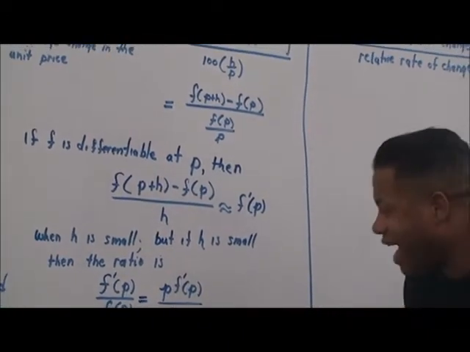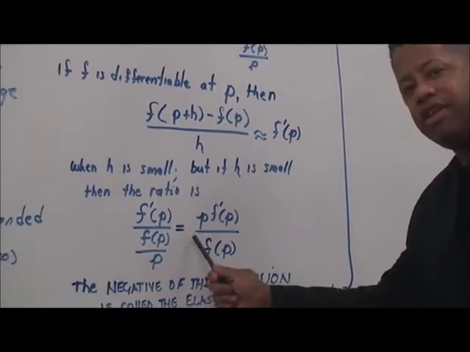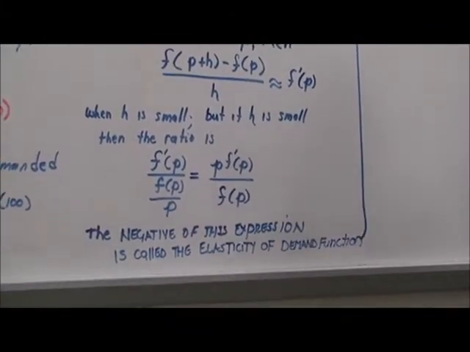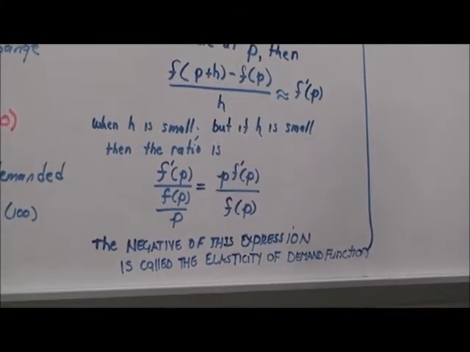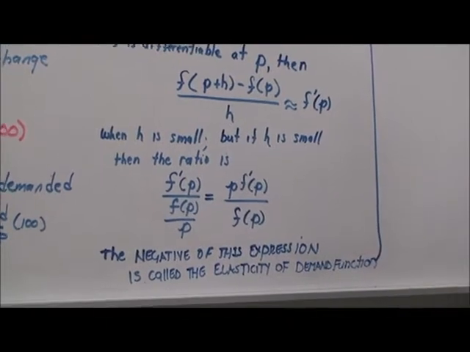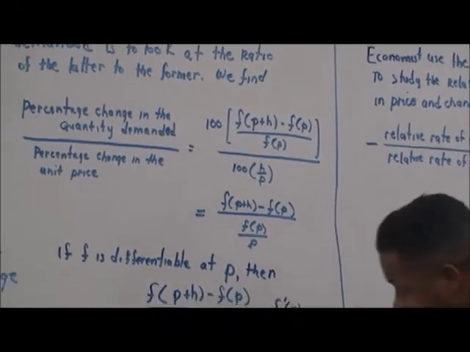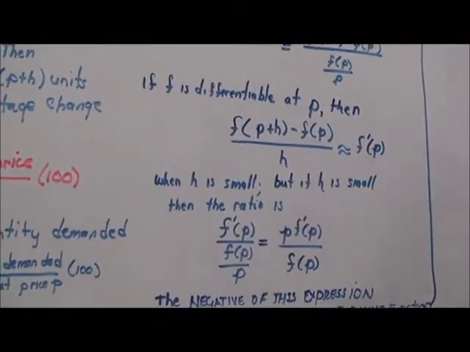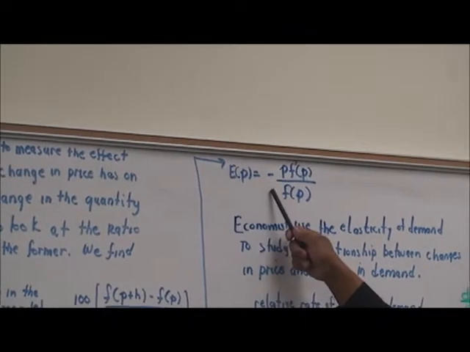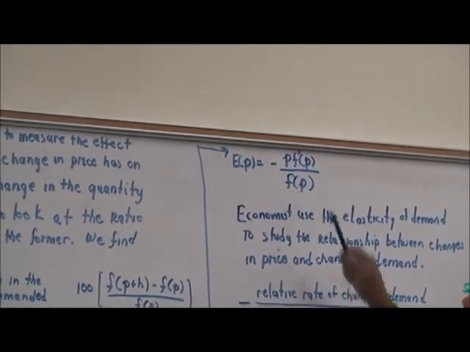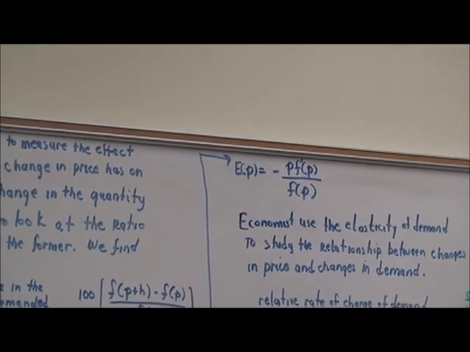Now, the negative of this expression right here, the negative of p times f prime of p divided by f of p, is called the elasticity of demand function. It's the elasticity of demand function. That's what this is as a negative expression, which in terms, as we go up here, E sub p is equal to negative p times f prime of p divided by f of p.